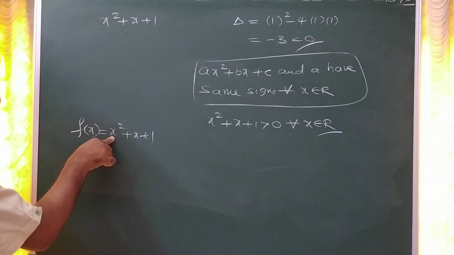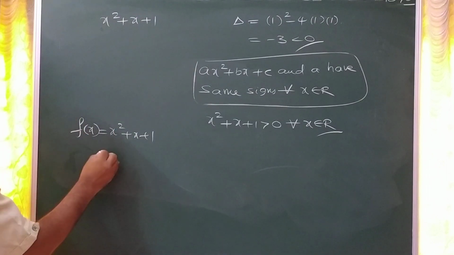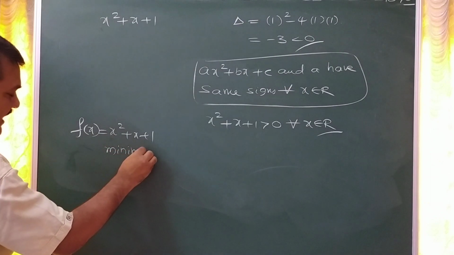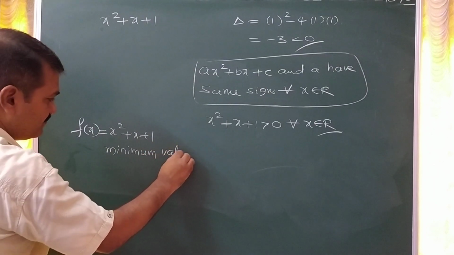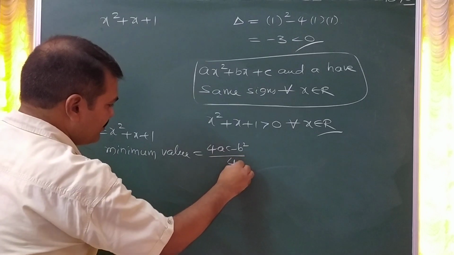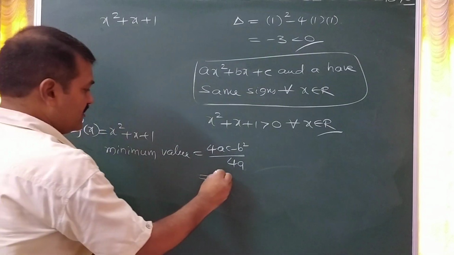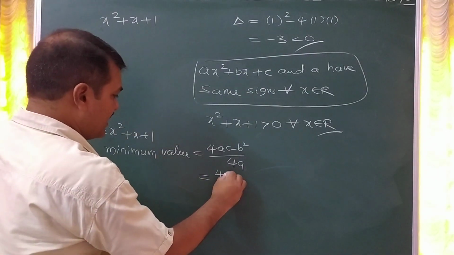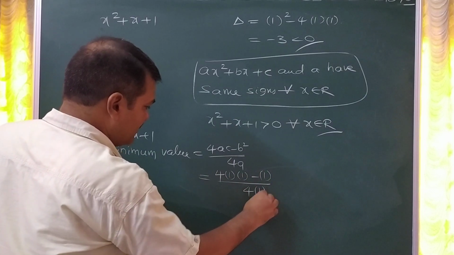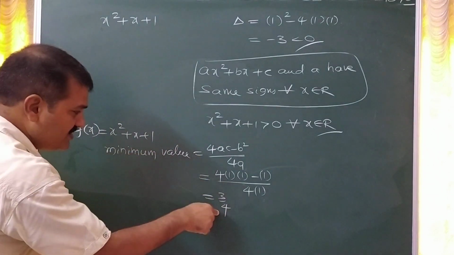Coefficient of x square is positive. So when the coefficient of x square is positive, you get a minimum value, and the formula is (4ac minus b square) by 4a. Because the coefficient of x square is positive, we get a minimum value. Let us substitute: a is 1, b is 1, c is 1, so 3 by 4. The minimum value is 3 by 4.